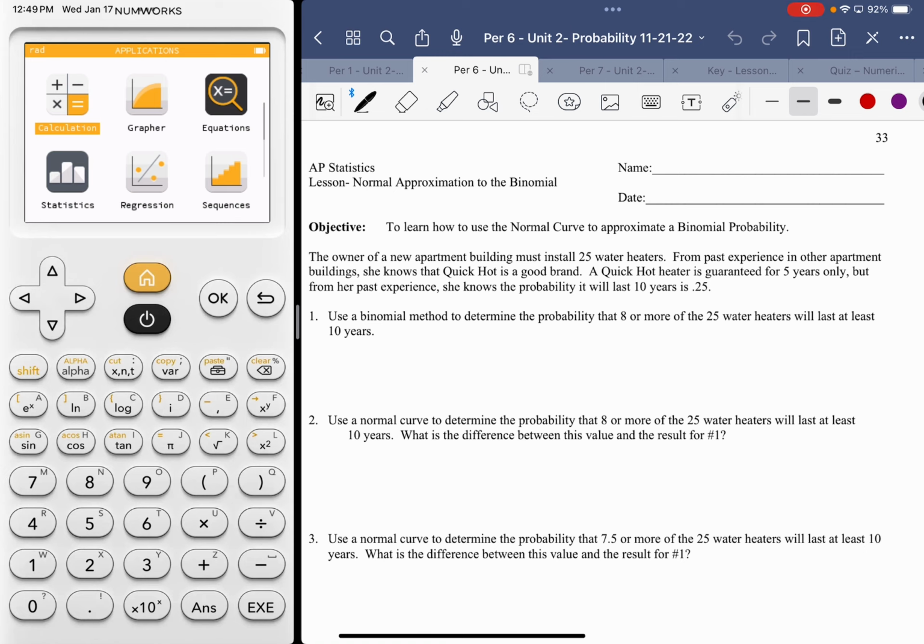All right, so little scenario, the owner of a new apartment building must install 25 water heaters. From past experience in other apartment buildings, she knows that Quick Hot is a good brand. A Quick Hot heater is guaranteed for 5 years only, but from her past experience, she knows that the probability a heater will last 10 years is about 0.25.